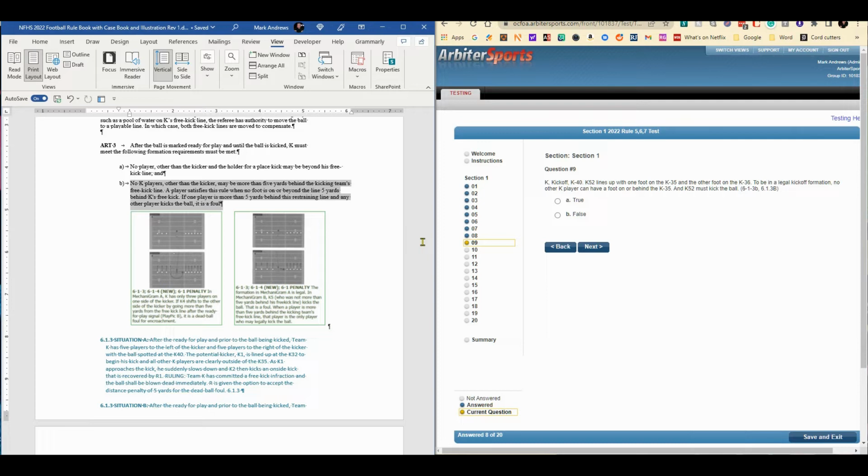Usually it's the 35-yard line if they're kicking from the 40, and so K52 here is violating that part of the rule. The only person that has the exception is the kicker. So this is a roundabout way of saying that K52 has to be the one that kicks the ball. So the answer is true.